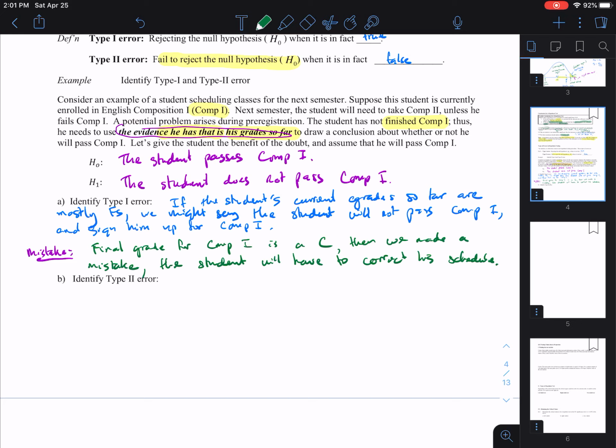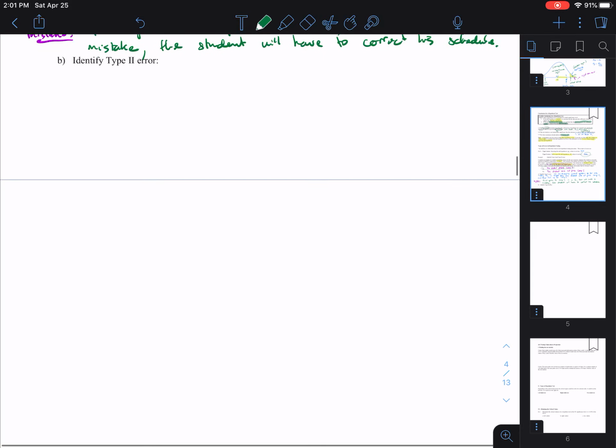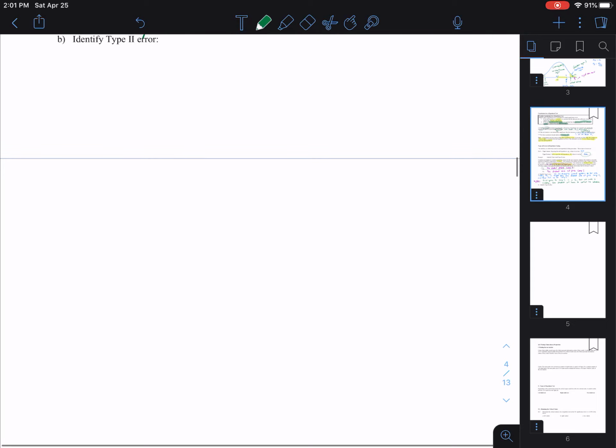So that's the type 2 error: a fail to reject the null, meaning we fail to reject this here, because based on the evidence that his grades are passing so far, we're not going to say he's not going to pass the class. But then the null is in fact false, when his final grade comes around and says, oh, you got an F in Composition 1, so we have to correct your schedule, it turned out you did not pass the class. So the mistake was we assumed that he would pass the class based on the evidence that his grades are good.